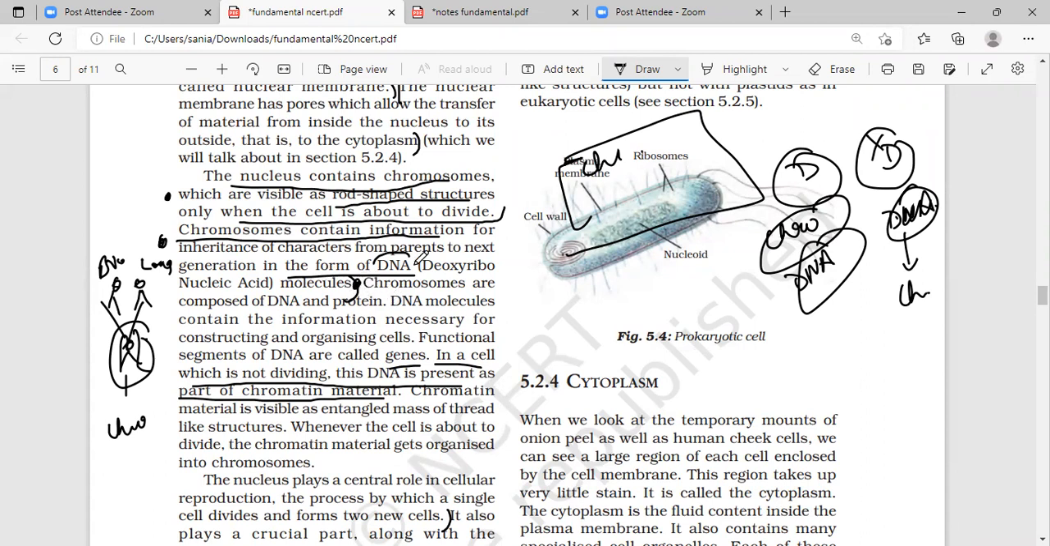Clear? So what you will write? You will write hashtag chromosome. Just make it a box because chromosome is a part of this only. First point, chromosomes are rod shaped structure. Second point is this. Chromosomes contain information for inheritance of character from parents to next generation in the form of DNA. And in bracket you will write the full form of DNA. And the third point you will write this. Chromosomes are composed of protein and DNA. Clear?